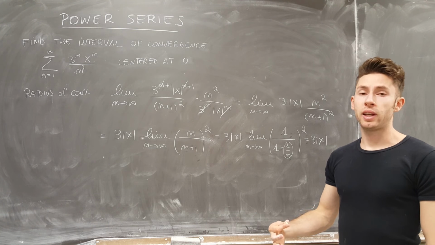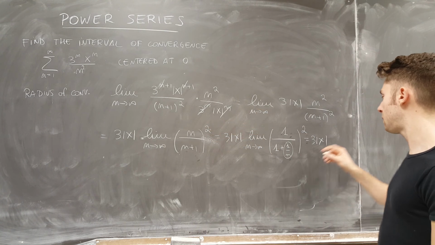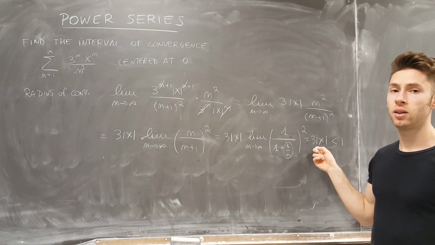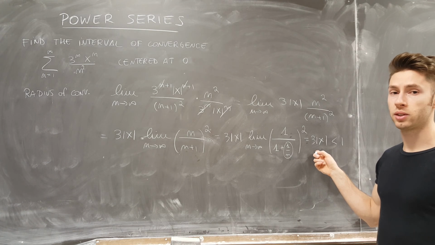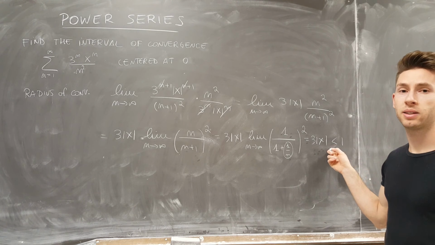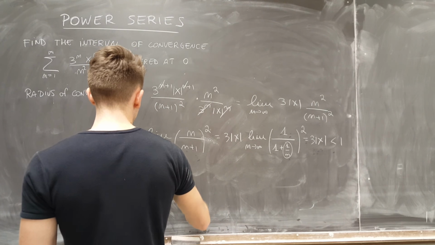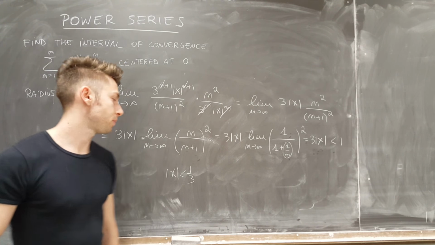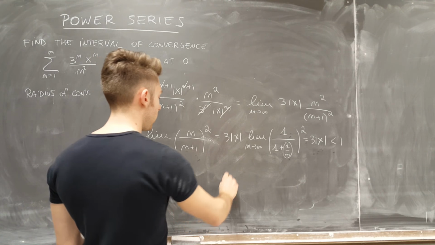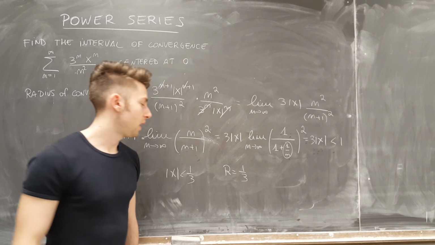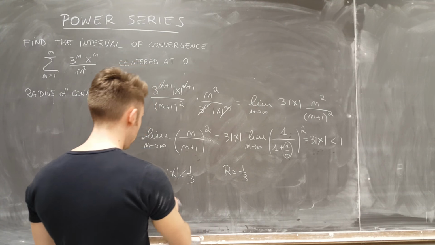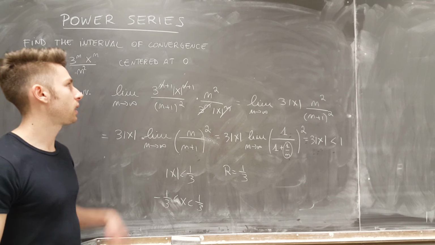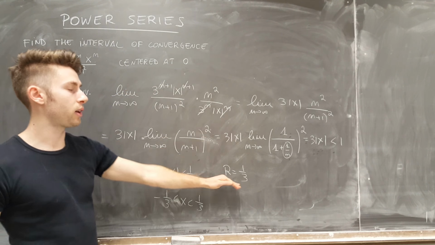So now what does the ratio test tell us? It tells us that if this limit is less than 1, then this series is convergent. So here I get a condition on x that allows me to determine the radius of convergence. I have the 3 absolute value of x has to be less than 1. So absolute value of x has to be less than 1/3. So 1/3 is the radius of convergence. And this inequality tells me that x is between negative 1/3 and 1/3, which is consistent with the fact that the series is centered at 0 and the radius is 1/3.